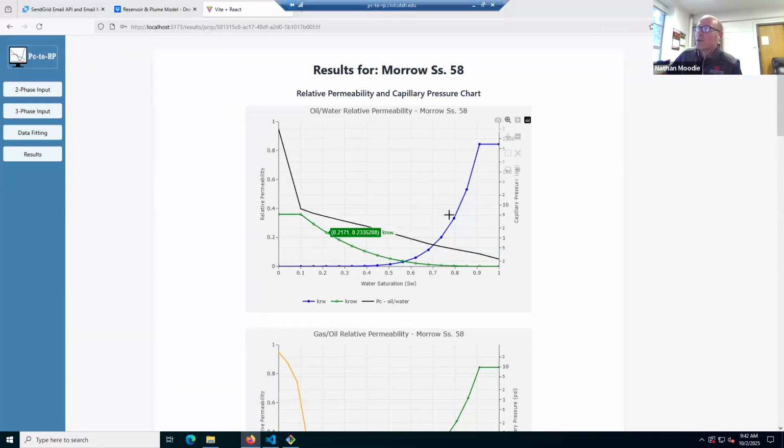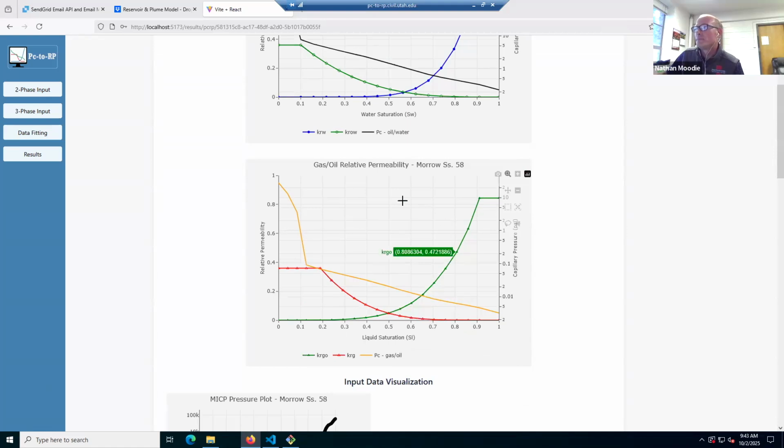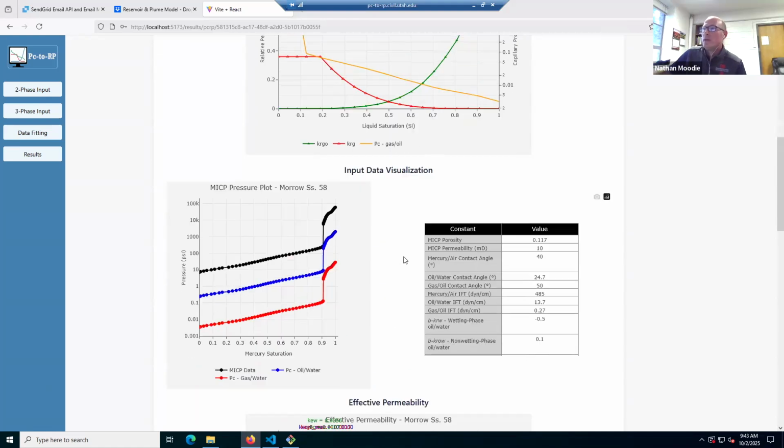Here's your simulated curve for your oil and water. We have a fairly low oil maximum relative permeability. So depending on your knowledge of these samples, you may want to go back and say, this isn't good, I want to pick one up here and do a better curve. Gas probably looks okay for this particular sample.